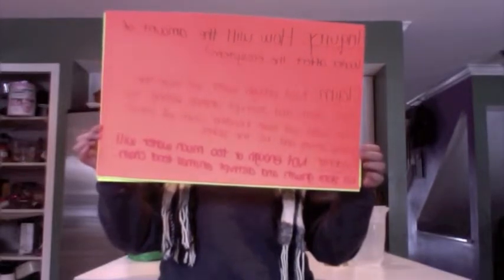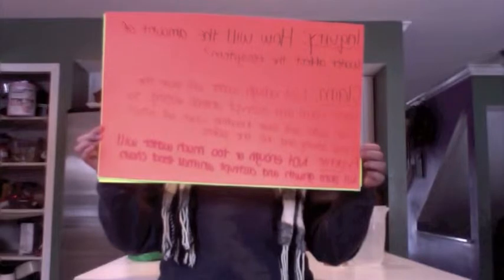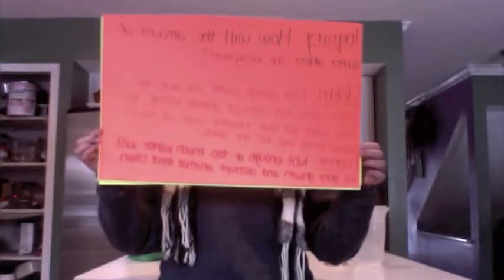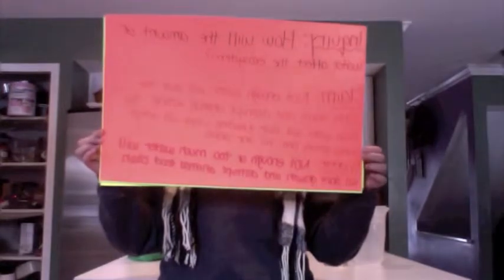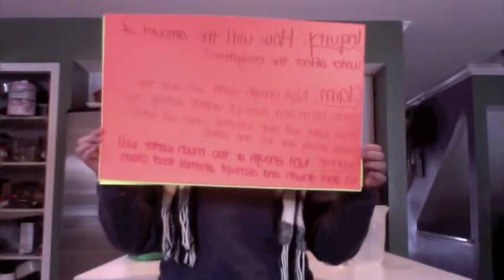My inquiry is, how will the amount of water affect the ecosystem? And my claim is, not enough water will cause the plants harm and disrupt animals eating. Too much water will cause flooding, which will disrupt animal activity and kill the plants.